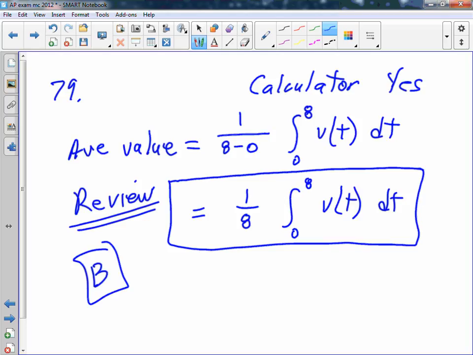Where's average value? Someone look in your text, please, quickly, I can't remember what section that was in. Average value theorem, yeah. I think that one was so easy you probably wouldn't trust yourself if you came up with that. You'd say it can't be that easy. Average value theorem.